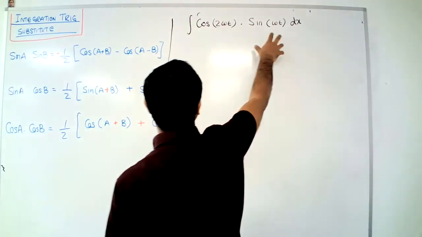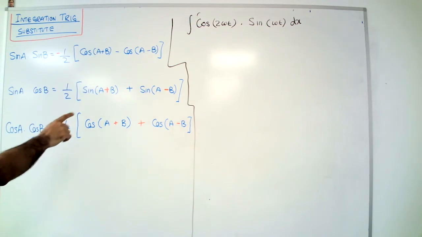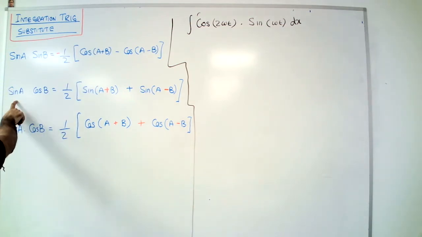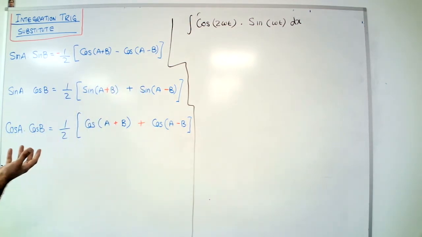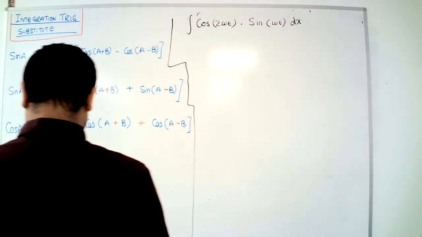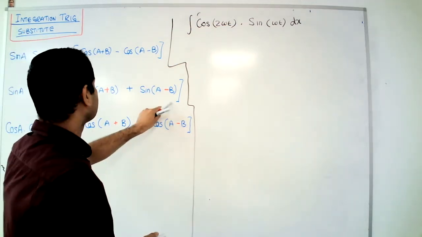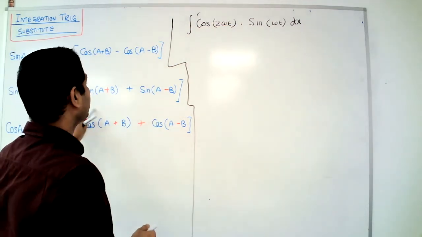Cos 2 omega t and sine omega t dx, it can be anything. Now this is cos and sine, so it goes with that formula, but the sine is first, the cos is second, doesn't matter. So you can actually swap the places if you want. Now, to do this one, we are going to use this formula.